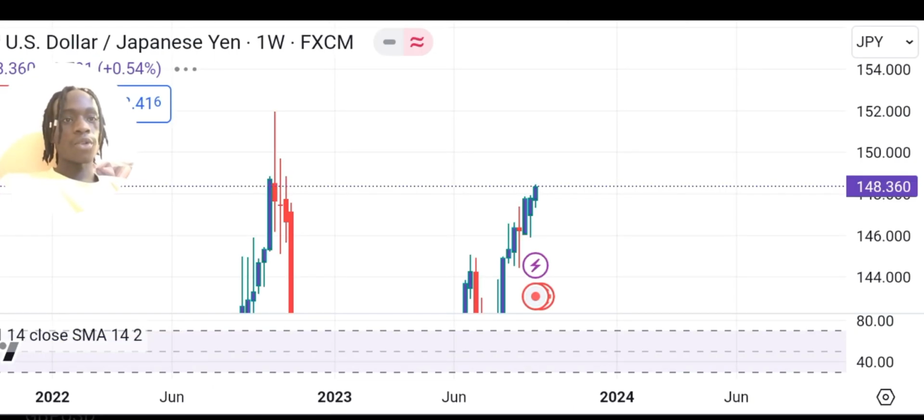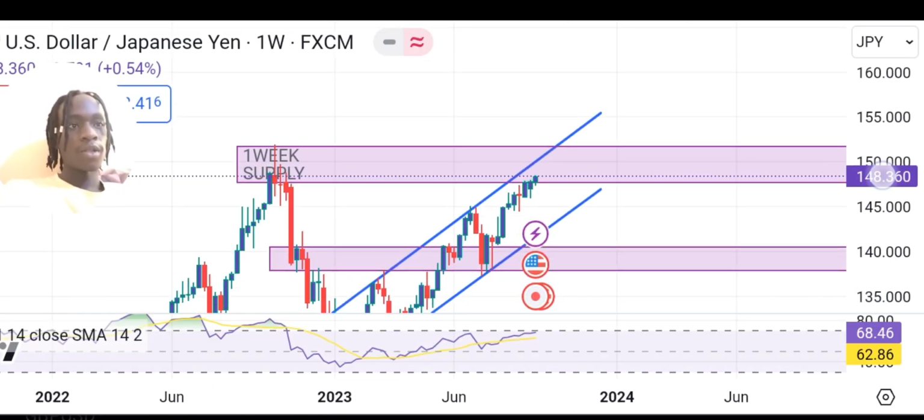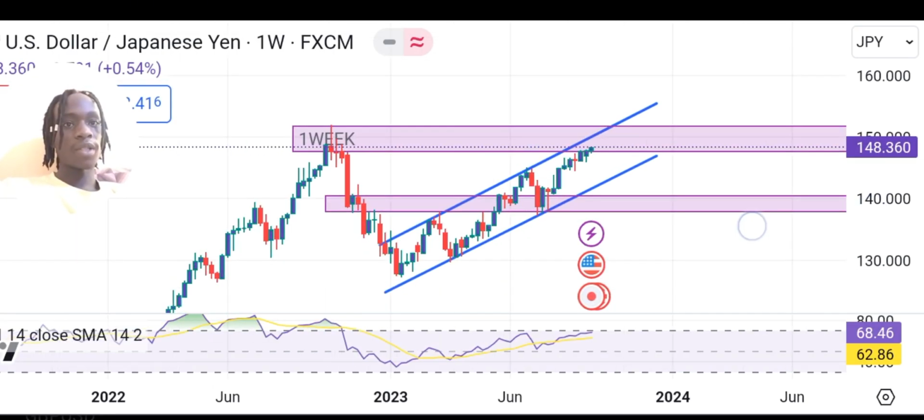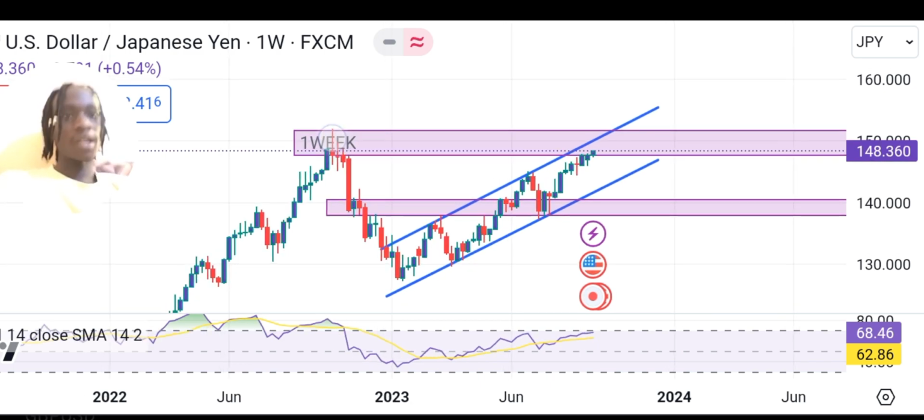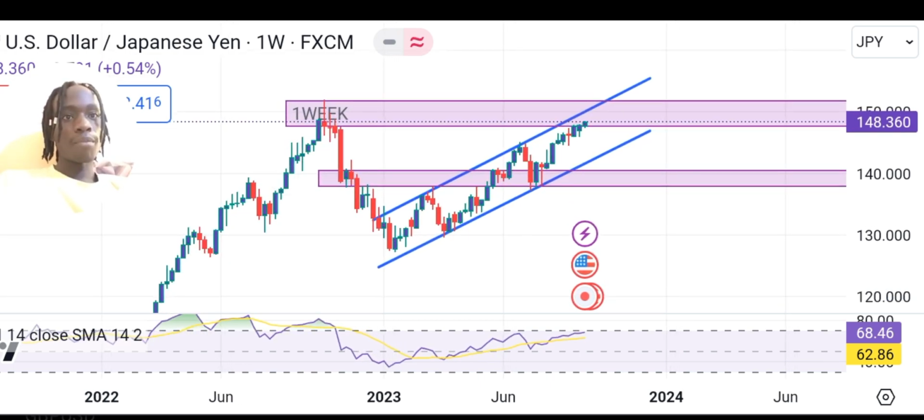Let's drop down to the weekly. So this is what UJ has been doing. It went up, formed a supply zone. That is a weekly. You can see I've marked it as my weekly supply zone. Then boom, dropped down to this. That was a drop base drop. You can see drop base drop in the weekly, and then it started taking off.